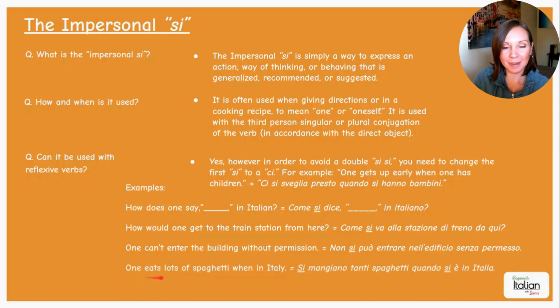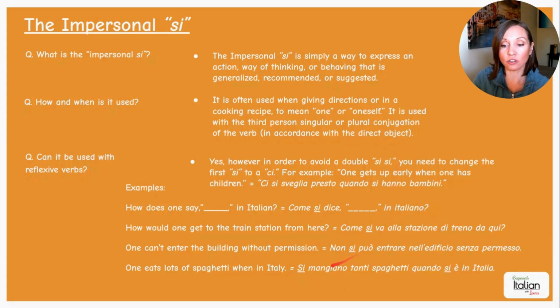One eats lots of spaghetti when in Italy. So si mangiano tanti spaghetti quando si è in Italia. In this example, I have two different forms of the verb here. In this first instance, we're using si mangiano. If you notice, this is the third person plural conjugation of mangiare. You're wondering, why are you using the plural form? Well, it's because if you look back up here, it says in accordance with the direct object.